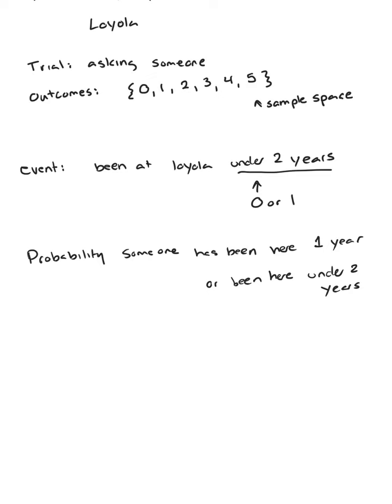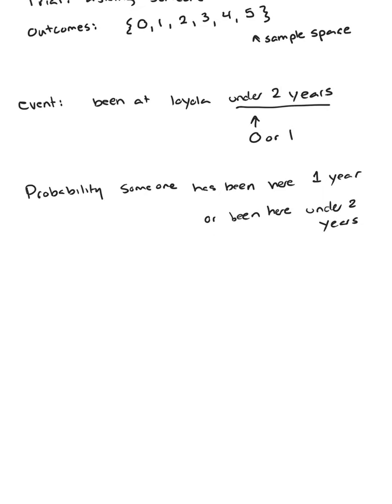Now, when we look at the probability of something, we have some nice notation for it. And so in general, if I want to write the probability of something, I would write the probability of A, for whatever event A is. So for instance, if I want to find the probability someone has been here 1 year, I would write the probability of 1 year.